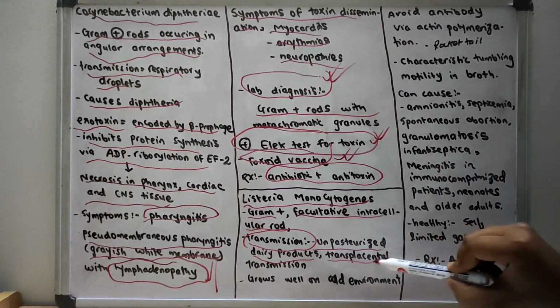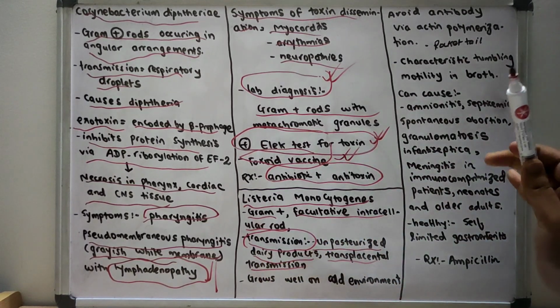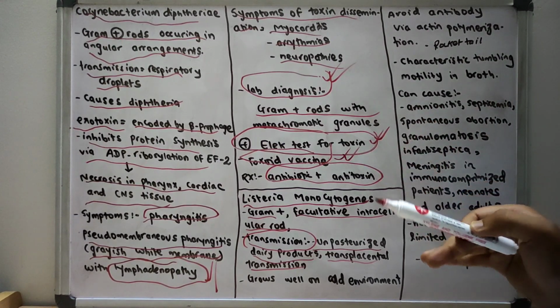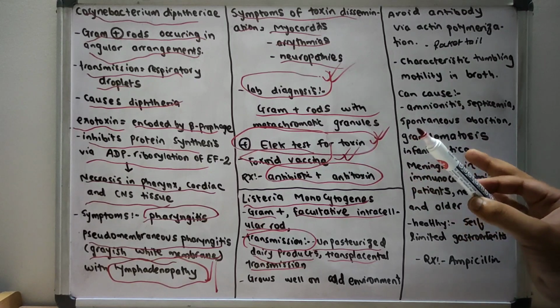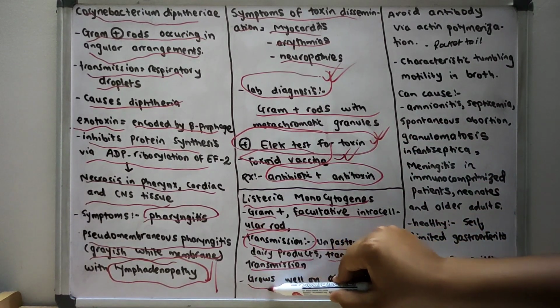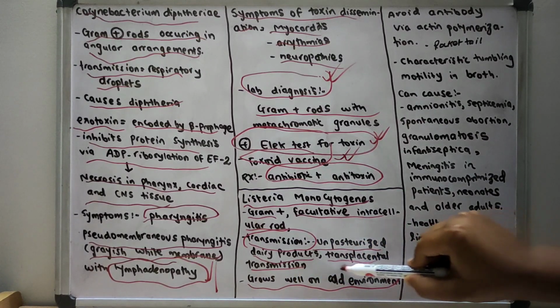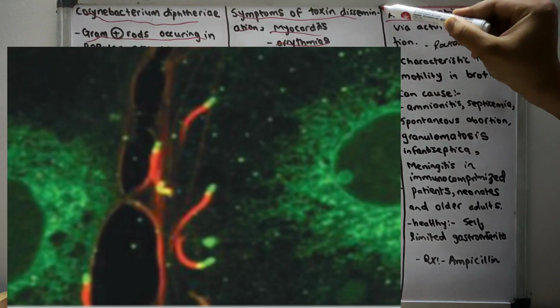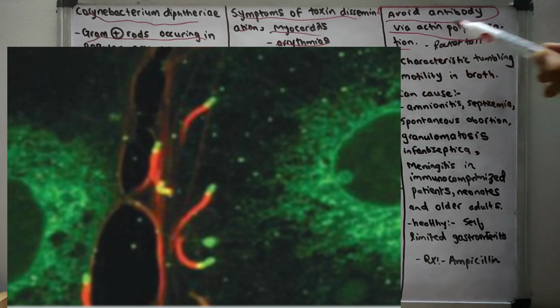Also, there is transplacental transmission in the newborn child. The transmission occurs by vaginal transmission during normal or vaginal delivery, and as I have already said, it grows well in a cold environment. So after it enters our body, it avoids the antibodies of our body via actin polymerization. There is the formation of the rocket tail in the Listeria monocytogenes.